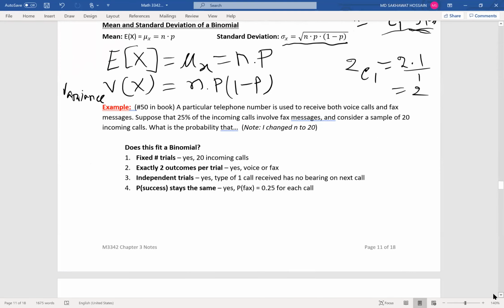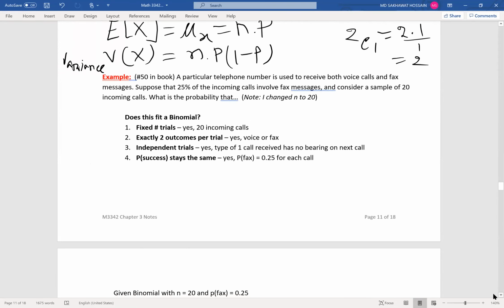Okay, so now we'll go over some examples. Here we have a particular telephone number that is used to receive both voice calls and fax messages. Suppose that 25% of the incoming calls involve fax messages. For a binomial distribution, you know that there are only 2 possible outcomes, and either of the 2 outcomes you can consider as success. Here we also have 2 outcomes: one is voice calls, the other is fax messages.